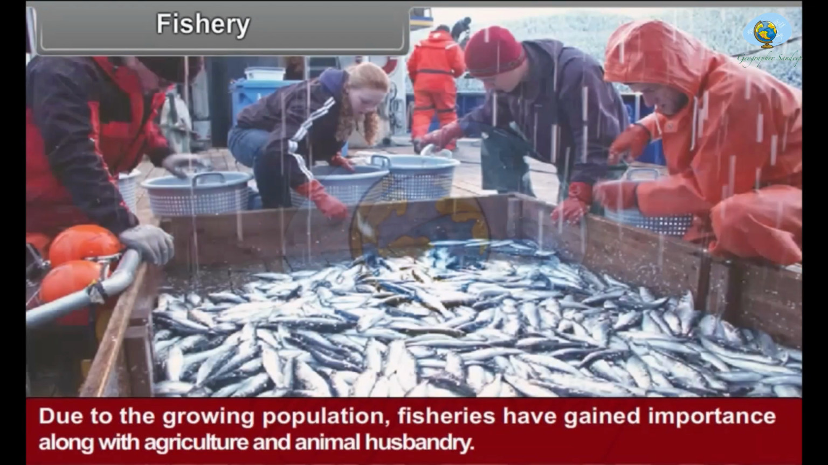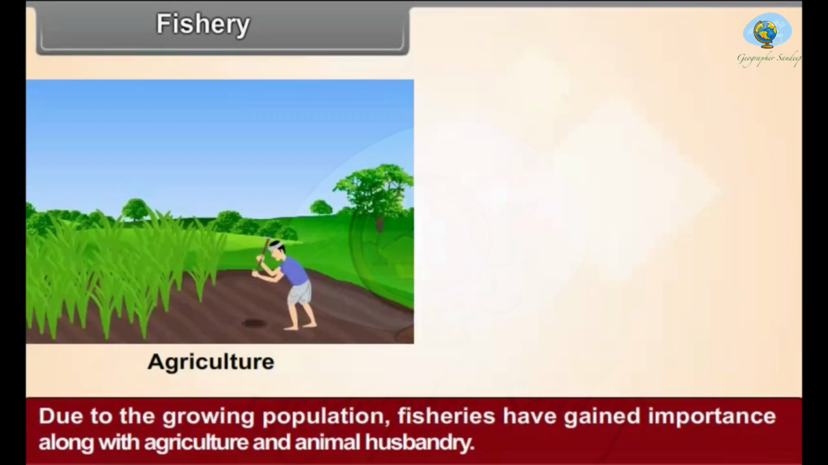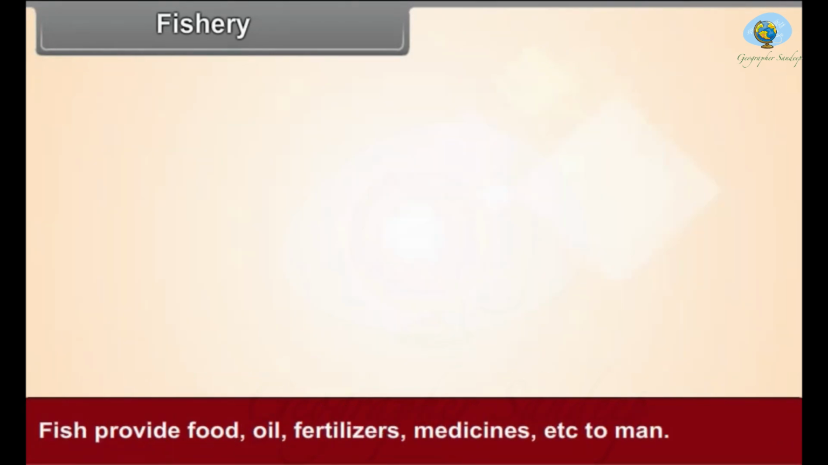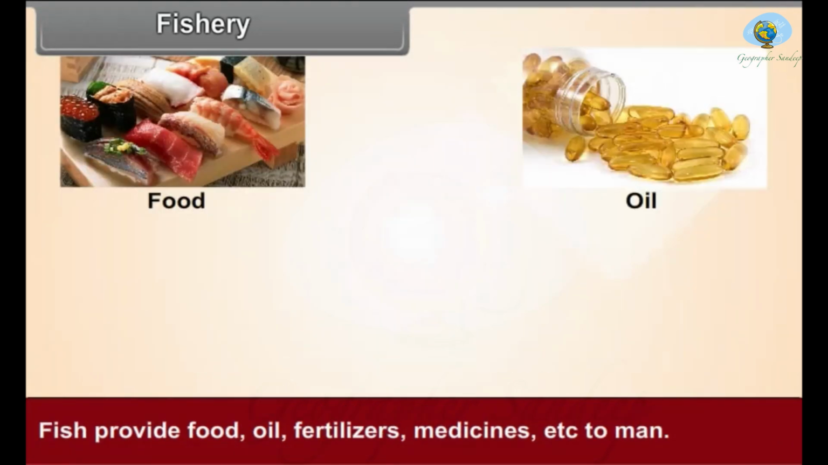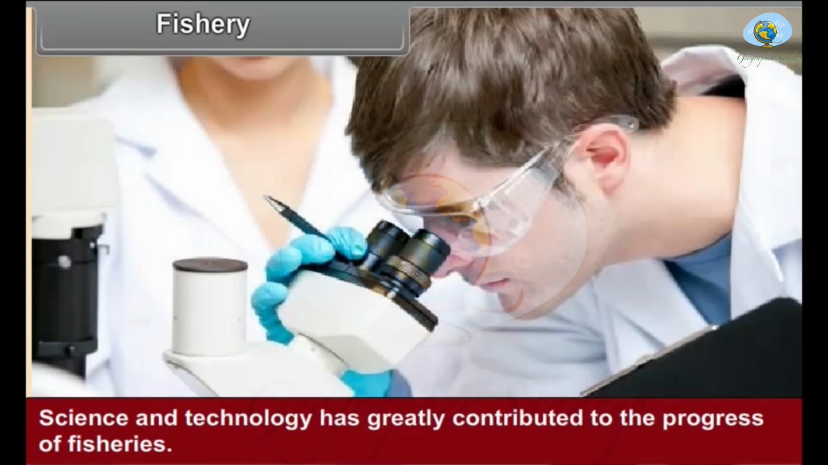Fishery. Due to the growing population, fisheries have gained importance along with agriculture and animal husbandry. Fish provide food, oil, fertilizers, medicines, etc. to man. Science and technology has greatly contributed to the progress of fisheries.